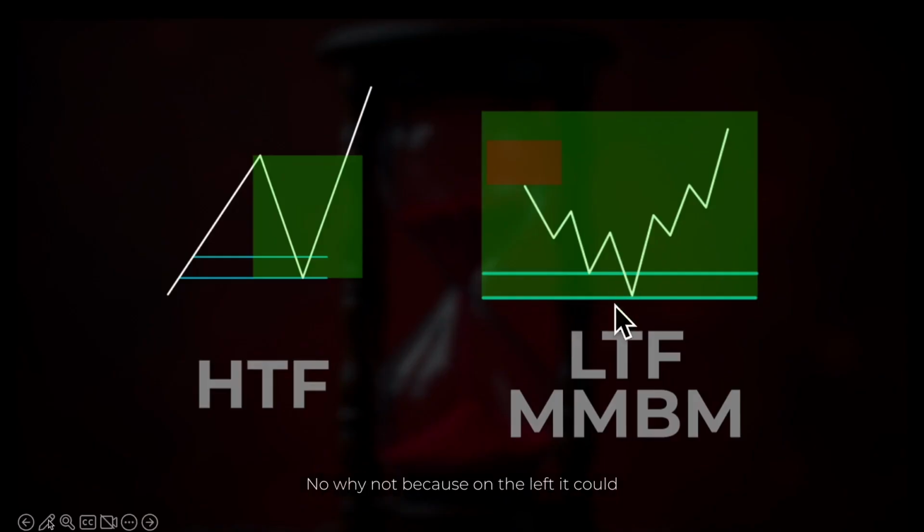No, why not? Because on the left it could be a monthly chart and on the right it could be a daily chart. What I would like you to see is that I didn't put in a specific time frame for the higher time frame and the lower time frame. And the reason why is because everything is fractal. And therefore what you must note is that regardless of what time frame you're looking at, as long as you know what a higher time frame is and a lower time frame, you can anticipate where these swing formations are going to take place.